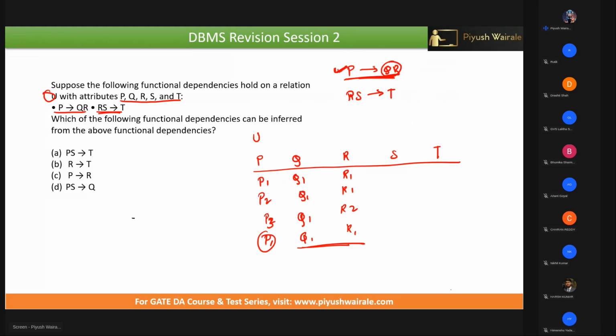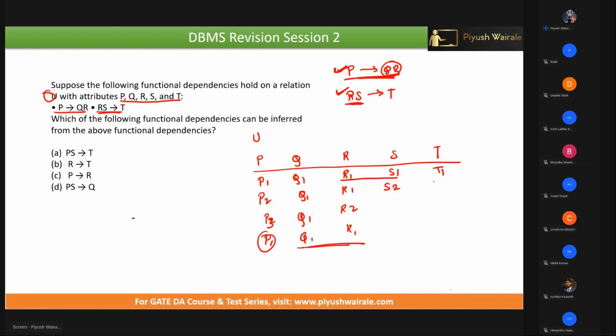Now there is one property. Okay, so we'll discuss that property later, but let me take the second FD here. RS determines T. Now on the left hand side we have two attributes, R and S here, right? So if I have R1, if I have S1, and let's say for example T1 here. So the combination of R and S must be unique. So R1 S1 determining T1.